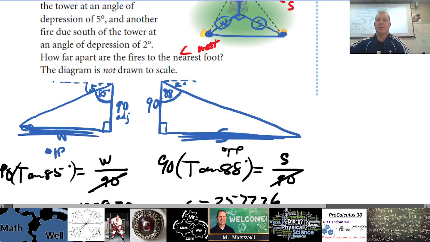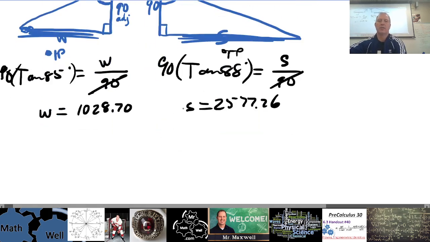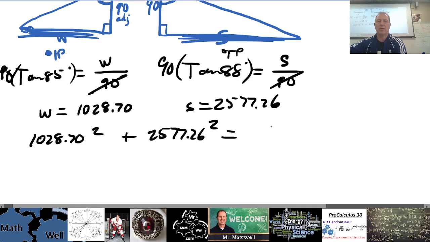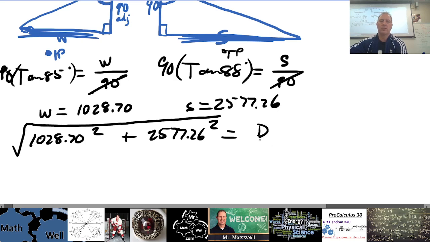All right, so that means we have this length of the triangle above, we have this length, and we have this length. This is itself a right triangle, and so I'm looking for the hypotenuse now. You don't have to know this angle or this angle. All you need now is to use what? Pythagoras. So 1028.70 squared plus 2577.26 squared equals our distance, I'll say this is capital D, the distance squared. Or the square root of all of this equals the distance.